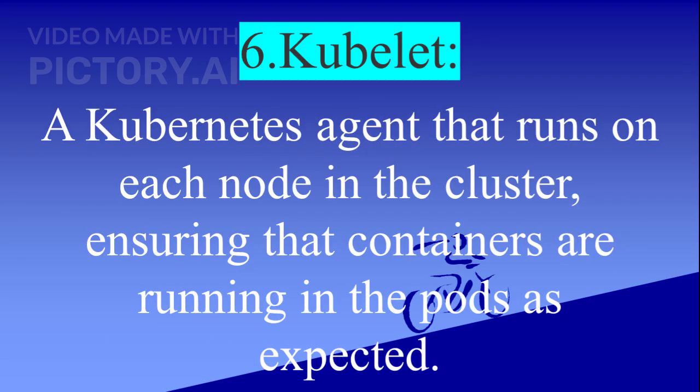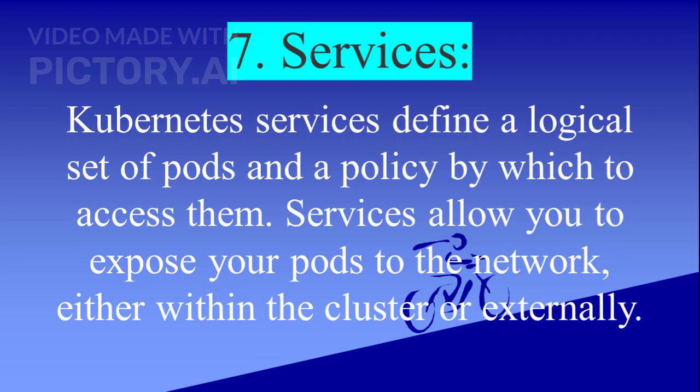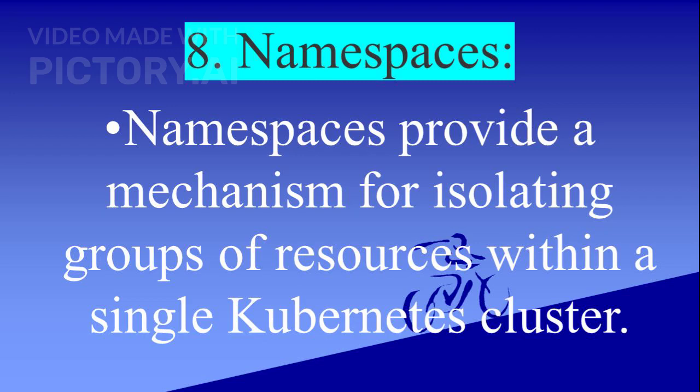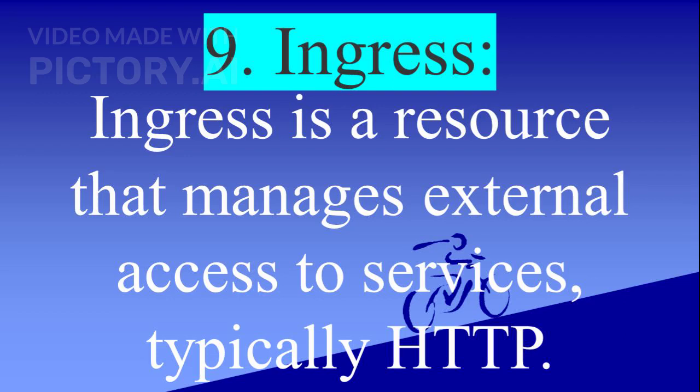The kubelet is a Kubernetes agent that runs on each node in the cluster, ensuring that containers are running in the pods as expected. Kubernetes services define a logical set of pods and a policy by which to access them. Services allow you to expose your pods to the network, either within the cluster or externally. Namespaces provide a mechanism for isolating groups of resources within a single Kubernetes cluster. Ingress is a resource that manages external access to services, typically HTTP.